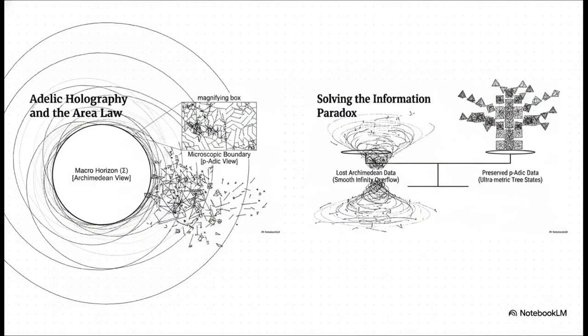Notice how the famous black hole information paradox is completely resolved here. If you only look through the continuous Archimedean lens, divergent entanglement overflows the capacity of smooth real numbers, and the data appears lost. But when you shift your perspective to the Adelic ultraproduct, it proves this missing data is actually perfectly preserved inside the ultrametric tree states of the non-Archimedean sectors. The total information remains in absolute invariant balance.